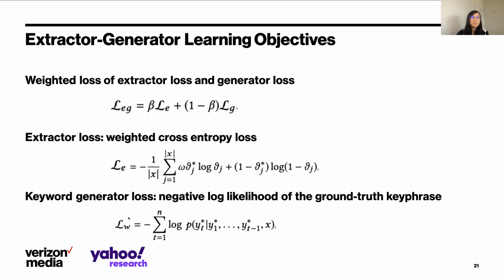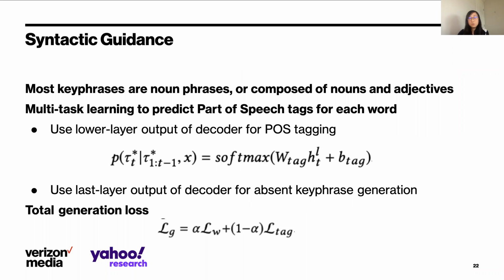But here, if you pay attention to the notation, we call it a loss of W. It's a loss of generating the keyword. It's not the full generation loss, as there's a second part that I will present here. So in our work, we are introducing the so-called syntactic guidance. Since most of the key phrases are noun phrases composed of either nouns or adjectives, it would be helpful if we can know the part of speech tag of each word, so that we will avoid generating pronouns or other irrelevant words and try to focus on nouns and adjectives.